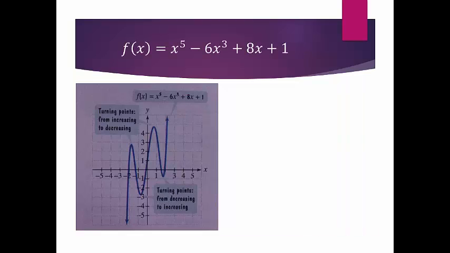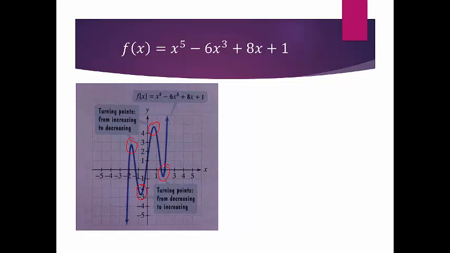In this video, we will discuss the turning points of polynomial functions and a strategy for graphing polynomial functions. First, we're going to look at this example. f of x equals x to the fifth minus 6x cubed plus 8x plus 1. As you can see in the drawing of this graph, the graph has 4 smooth turning points. This equation has 5 as its greatest exponent and is therefore a polynomial function of degree 5.